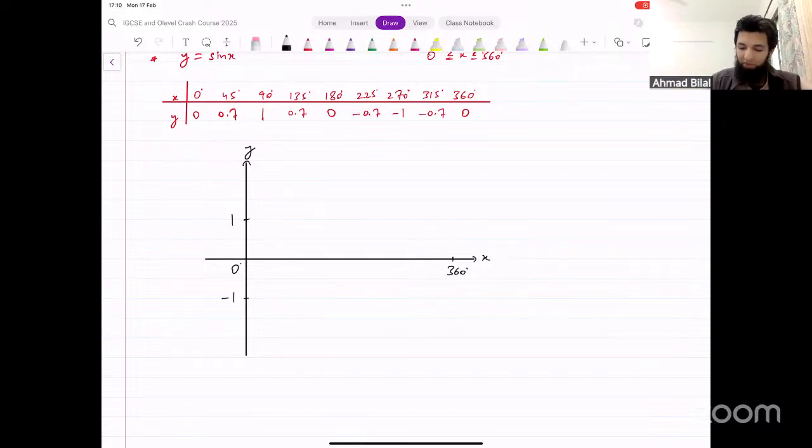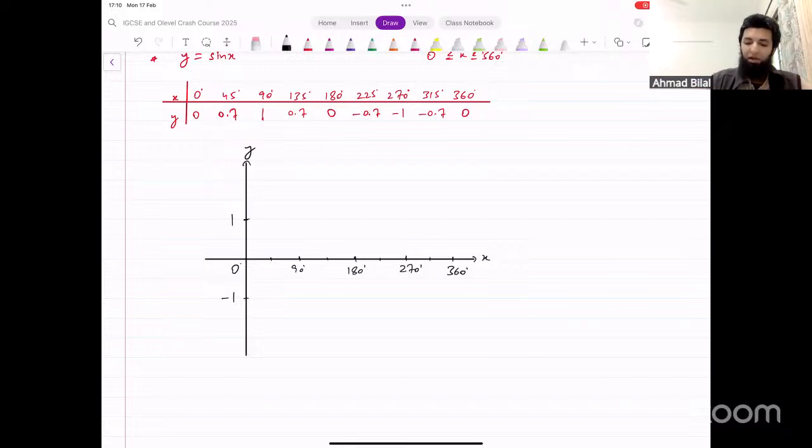Let's plot those values now. For that, on the horizontal axis, we can break it down like this. We can say this is 180, and then break that into half again. This is 90, this is 270, and then we have 45 degrees intervals within those points as well.